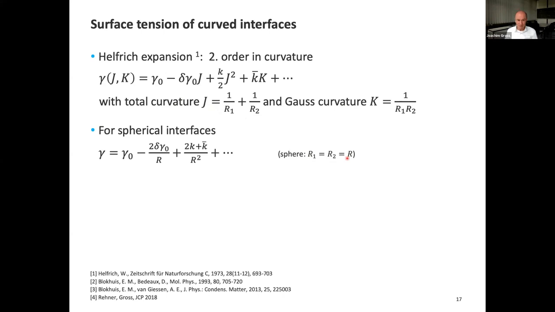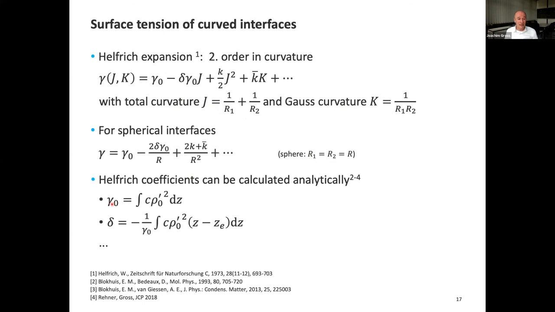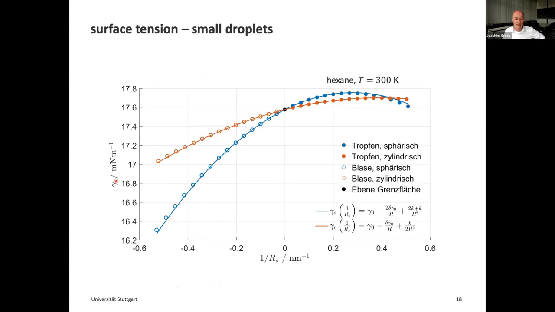So then these coefficients, the first of them, the first order contribution, being the Tolman length, can all be calculated with density functional theory. And what is sufficient to do that is a calculation on planar interfaces. And this takes 30 milliseconds. So with that, you can calculate the interfacial tension for any radius you're interested in, according to a second order expansion. The line is this expansion.